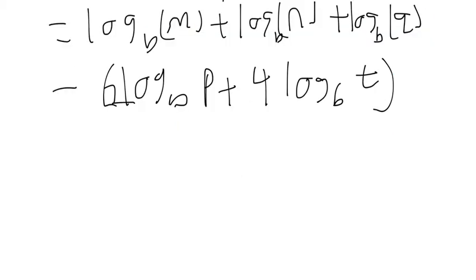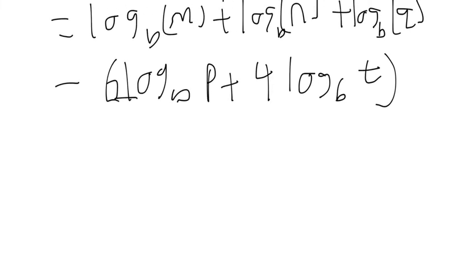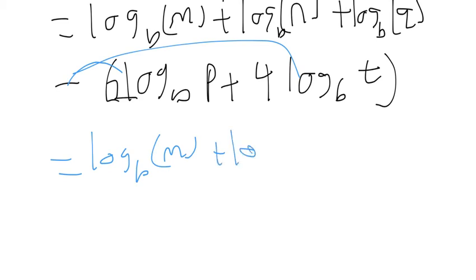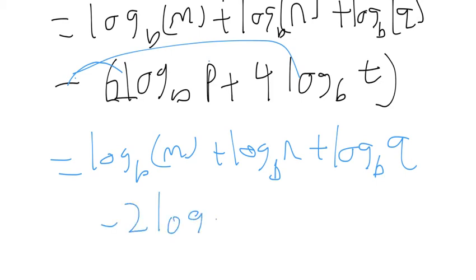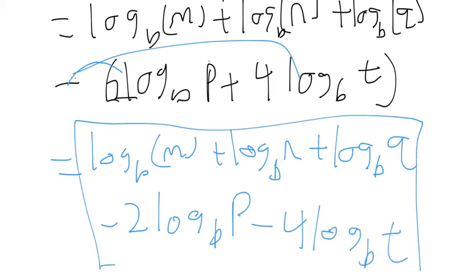Now, since we have these parentheses, since we're subtracting this parentheses, why don't we just distribute this minus into the logarithms? So that'd be equal to, if we write the first part down, log base b of m plus log base b of n plus log base b of q. Then since we distributed the minus, that'd be minus 2 log base b of p, and actually not plus, it'd be minus 4 log base b of t. And that would be our answer.